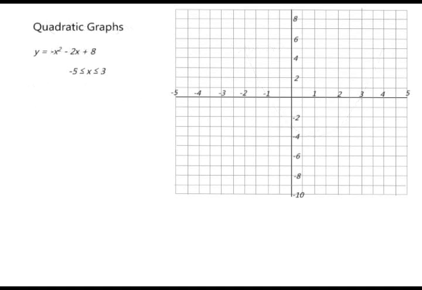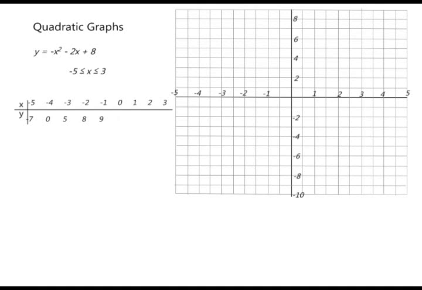Let's now draw the graph for y is equal to minus x squared minus 2x plus 8 for the range of values of x from minus 5 to 3. Table of values. When x is minus 5, y is minus 7. x is minus 4, y will be 0. x is minus 3, y will be 5. x is minus 2, y will be 8. Minus 1, y will be 9.